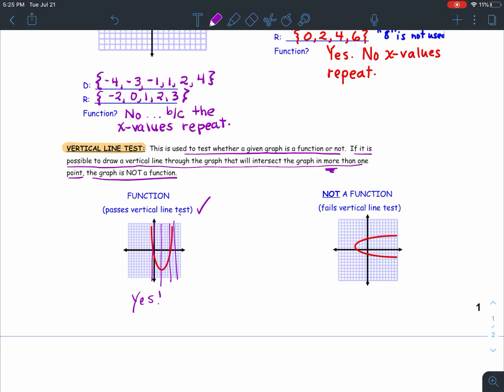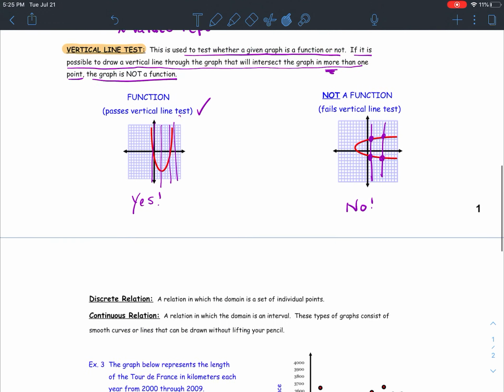But if we were to flip that parabola over on its side, you can see there are multiple places where if I were to draw a vertical line, then I'm talking about having 2 points in line vertically, and so those x values are definitely going to repeat themselves. Okay, so that's where I'm saying no, this is not a function.